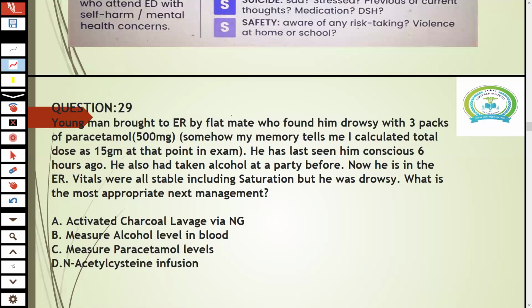Okay. Next question is about a young man brought to the ER by his flatmate, who found him drowsy with 3 packs of paracetamol. The recaller has mentioned, somehow my memory tells me, I calculated the total dose as 15 grams at that point in the exam. He was last seen conscious 6 hours ago. He also had taken alcohol at a party before. Now he is in the ER. Vitals were all stable, including saturation, but he was drowsy. What is the most appropriate next management?